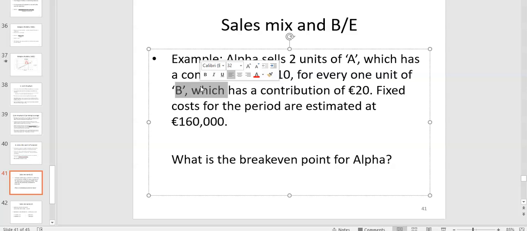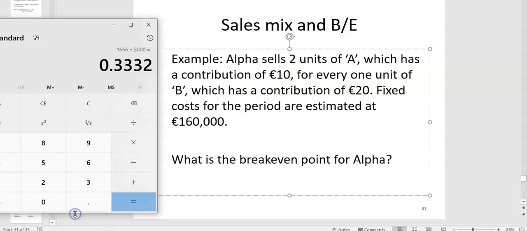So what is the break-even point? Now we'll take this in different variations. First one is, let's look at A on its own. If we just sold A, we would need to sell 160,000 divided by 10. We need to sell 16,000 units of A just to break even if we sold A on its own. If we sold B on its own, we'd need to sell 160,000, which is the fixed cost, divided by 20. We'd only need to sell 8,000. But they don't just sell them in isolation, they sell them as a package.